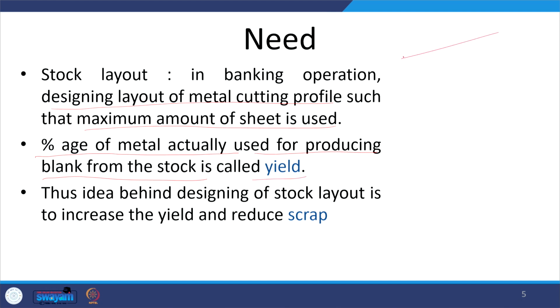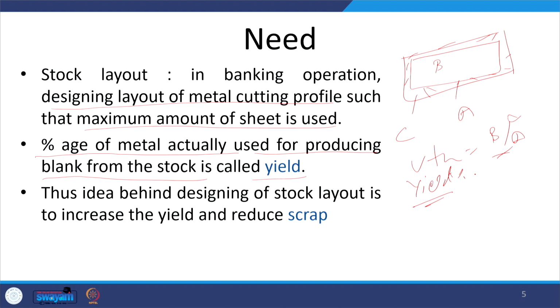So, we have, say, out of the stock of area A, if this is B, the blank which is produced, then the remaining C outside will be there as scrap. If you want to determine the utilization percentage, then B by A will simply give us the percentage utilization, which is also termed as yield. But if you want to determine the scrap, then simply (A minus B) divided by A, as a percentage, will give the scrap percentage. So, what material is being used will give us the yield or the utilization percentage, and the balance will be there as scrap.